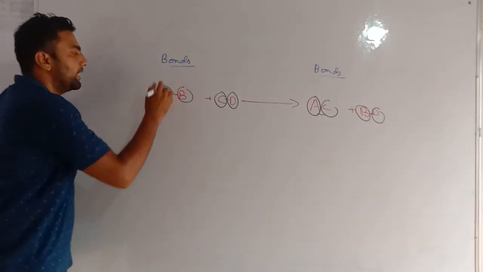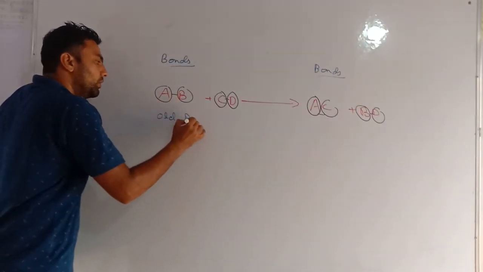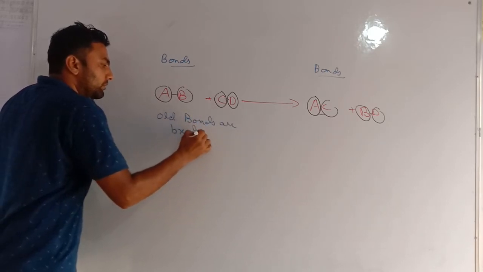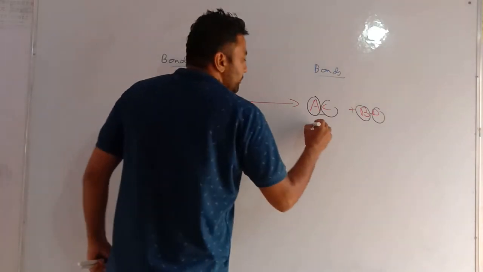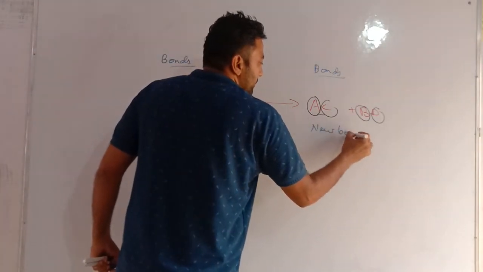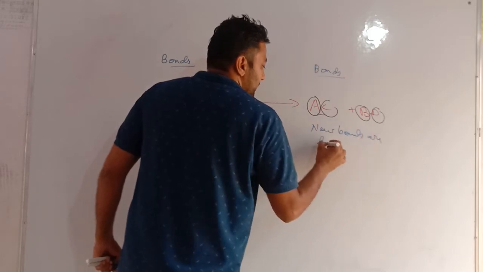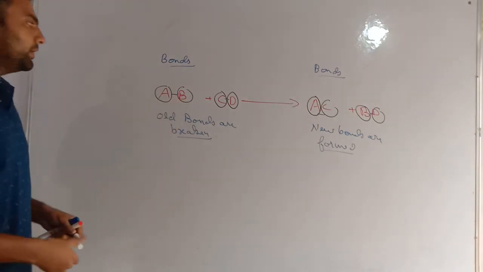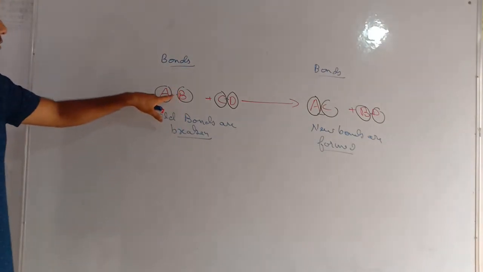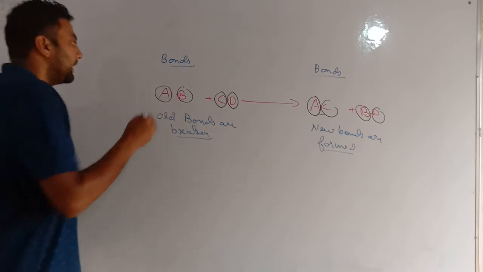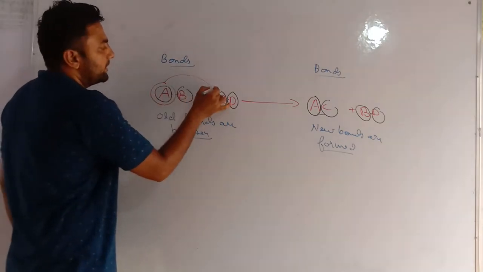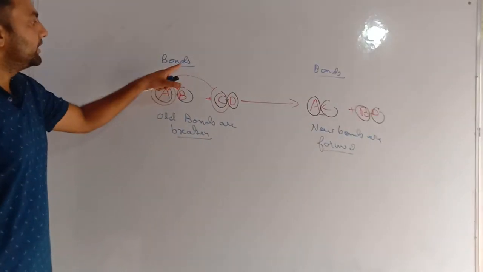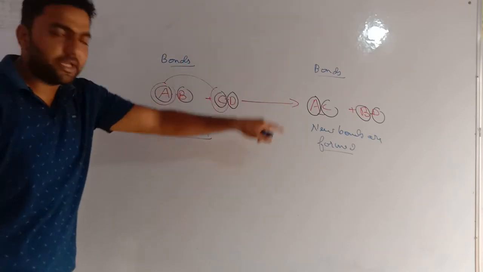Very important. In a chemical reaction, old bonds are broken down and new bonds are formed. Here A and B were having a bond in this chemical reaction. This bond has broken down and now A has made a bond with C, meaning a new bond has been created. So in a chemical reaction, previous bonds break down and new bonds are formed.